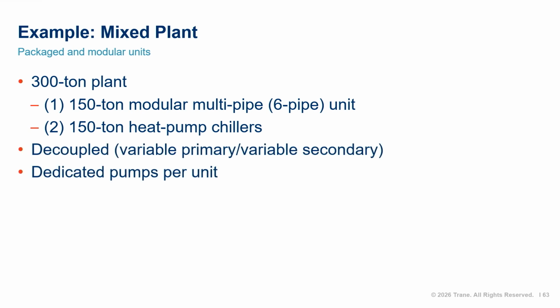The pumping system will be decoupled with dedicated pumps per chiller, and for good reason. First, the modular unit and the packaged units will likely have different pressure drops. Going with dedicated pumps simplifies this operation. As previously mentioned, the modular unit is variable flow by design, so those pumps need to be variable speed. The heat pump chillers do not require variable flow, so they will have constant speed pumps, again for simplicity.